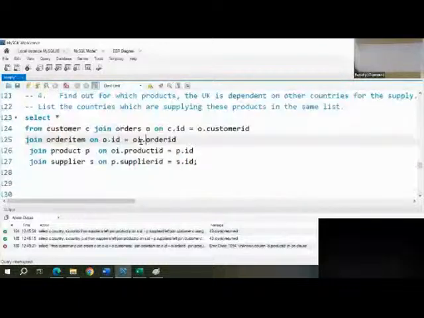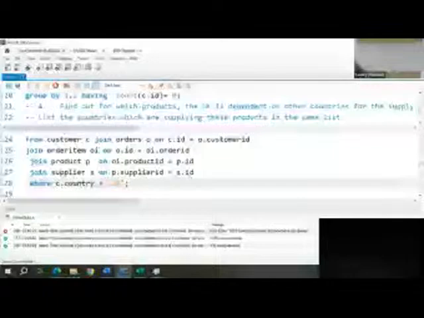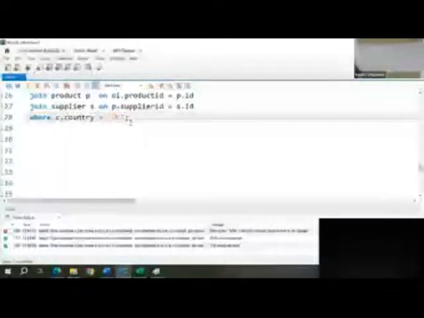Where? Which line? Okay, I forgot to give alias. Okay, we have got all this information. C dot country and see UK. This customer is buying from, see, buying from some other country. Yes, Brazil. Okay, so there is no shortcut to this. And S dot country not equal to UK.